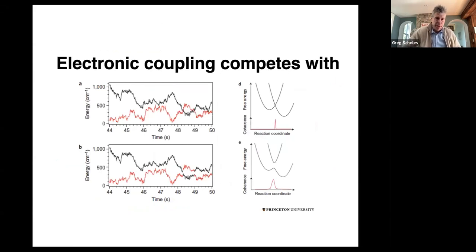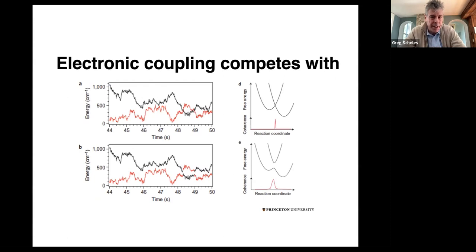Where the spectral overlap comes from is these fluctuations of the transition energy of the donor and the transition energy of the acceptor. That's what gives absorption and emission line shapes. And if those fluctuations are uncorrelated and stochastic, this is the approximation of Förster theory, then it's easy to formulate the spectral overlap as we normally do.